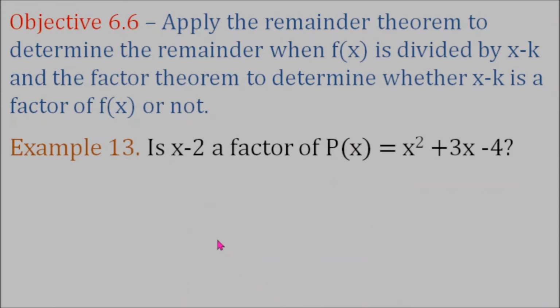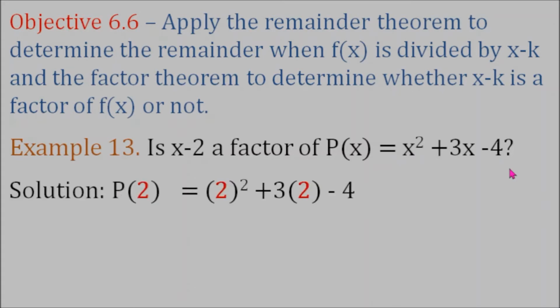Example number 13. Is x minus 2 a factor of x squared plus 3x minus 4? So by factor theorem, we are going to substitute 2 into all the x's we have in our polynomial function. So that's p of 2 equals 2 squared plus 3 times 2 minus 4. So simplifying this, 2 squared is 4, then 3 times 2 is 6, then minus 4. So 4 plus 6 minus 4 equals 6. This 6 is our remainder.